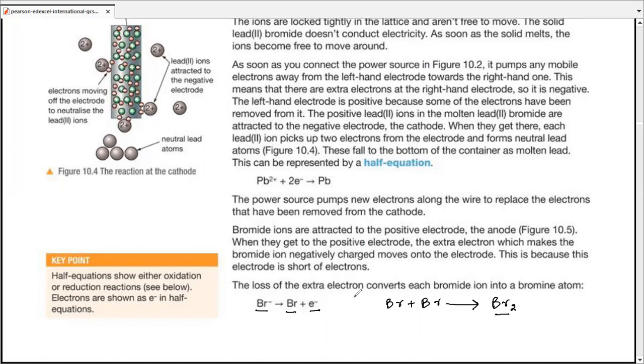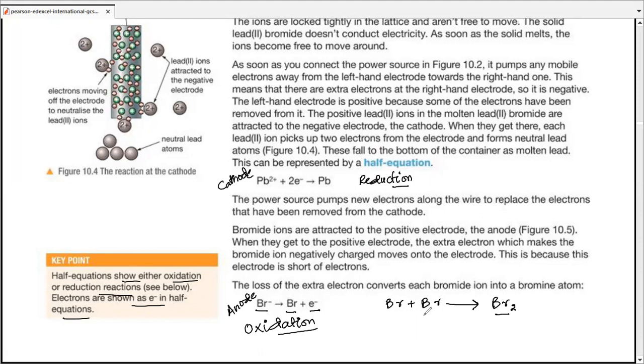This is another half equation. So there are actually 2 half equations, one for the cathode and one for the anode. Half equations show either oxidation or reduction reactions. Cathode is reduction because electrons are being added in the equation. Anode is oxidation because electrons are being taken out of the system. So oxidation is loss of electrons, reduction is gain of electrons, as we have defined them earlier. Good enough?